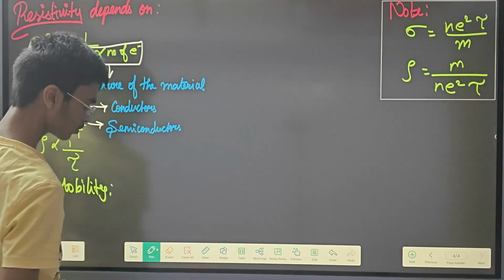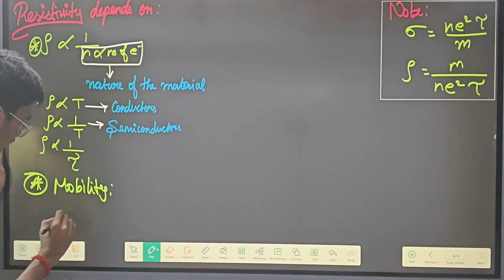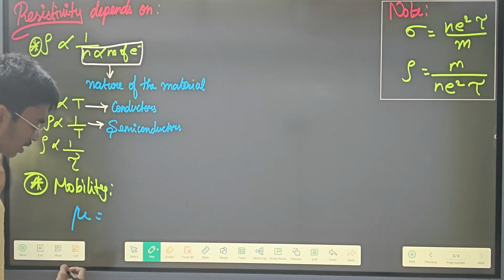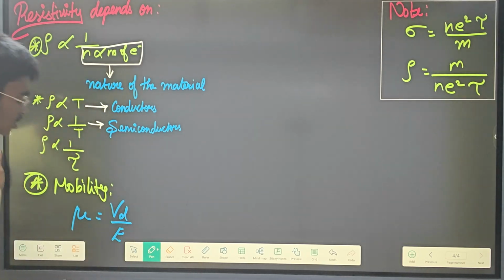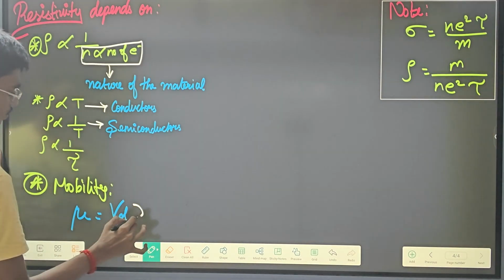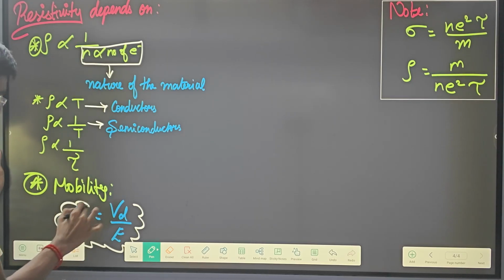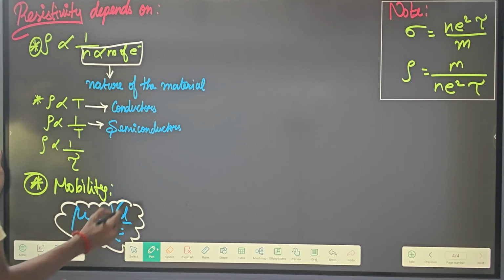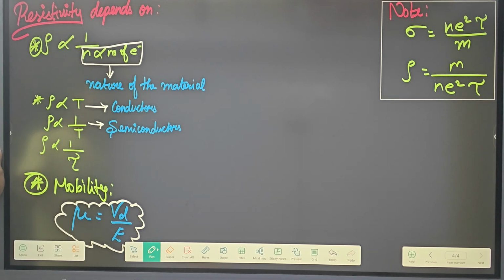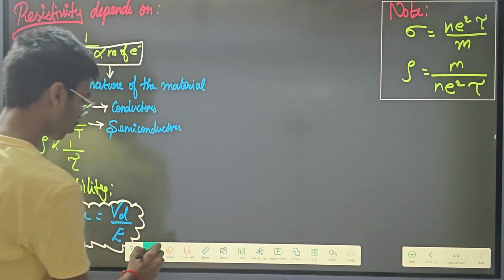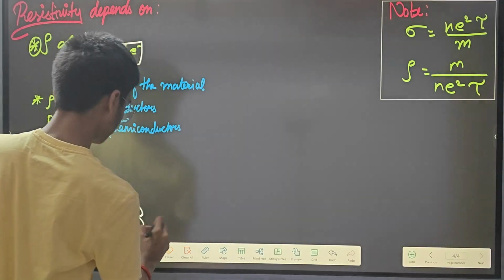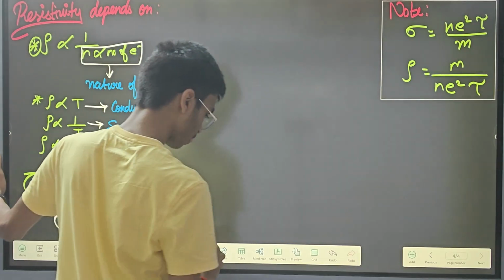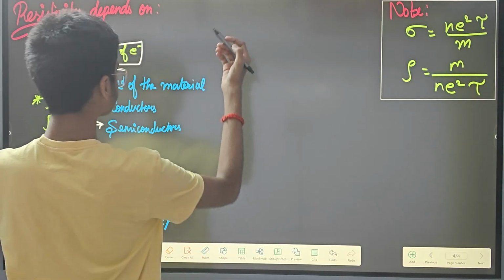See, if you ask me what is mobility, mobility is just the drift velocity divided by the electric field. So drift velocity divided by electric field is what mobility is. For example, if it is for an electron, then how can you represent this one? You can represent this like this.